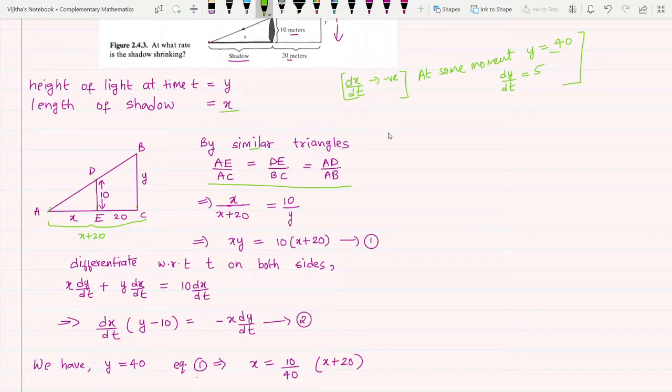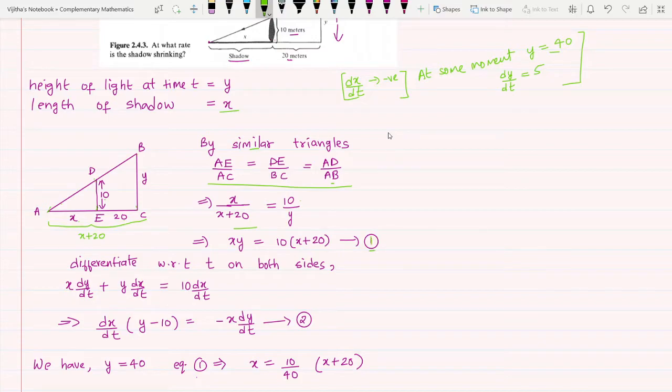We will use only the first two. Here AE is x, AC is x plus 20. So we got x by x plus 20 equal to DE, which is 10, by BC, which is y. This ratio is not required. So we got x by x plus 20 equal to 10 by y. Now if you multiply it, you will get xy equal to 10 into x plus 20. Mark it as equation number 1.